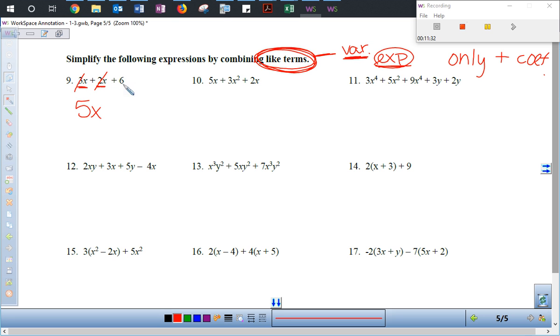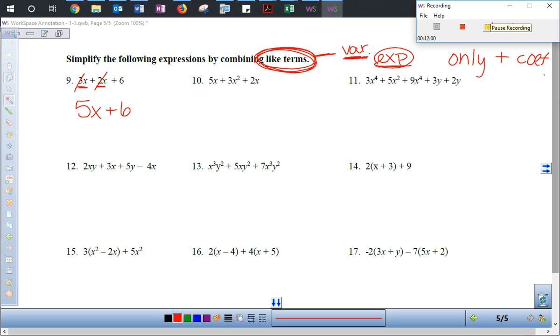All that I have left is a positive 6 here. There's nothing else to add to it, so I'm going to bring it on down. Notice what I have left, 5x plus 6, cannot be combined. I can't add those together because I have an x to the first attached to my first term and nothing attached to my second term.